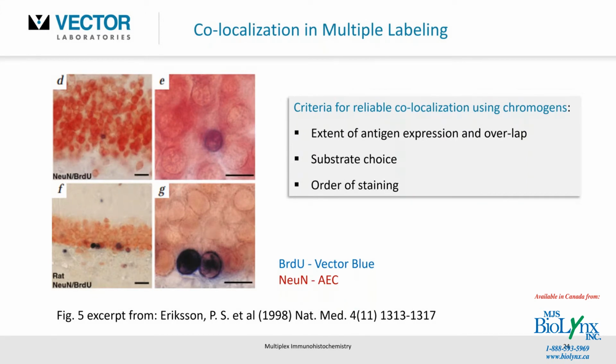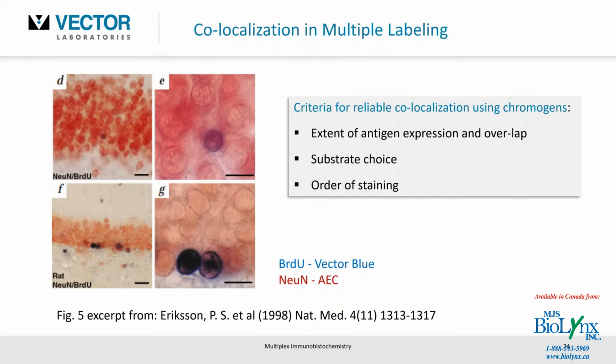I think that if you are going to do it, there are a couple of crucial criteria for reliable, reproducible co-localization. One is the extent of the antigen expression and the overlap. You can see here on the left-hand side, not every cell is positive for both of the antigens, and I call that 100% overlap. Sure, it's 100% overlap for the BrdU with the NeuN, but not vice versa. And I think that helps with the interpretation of the staining.